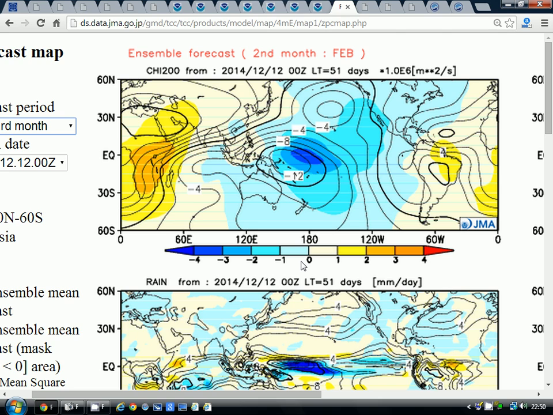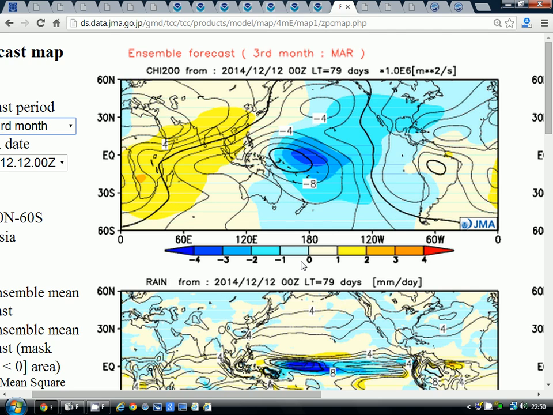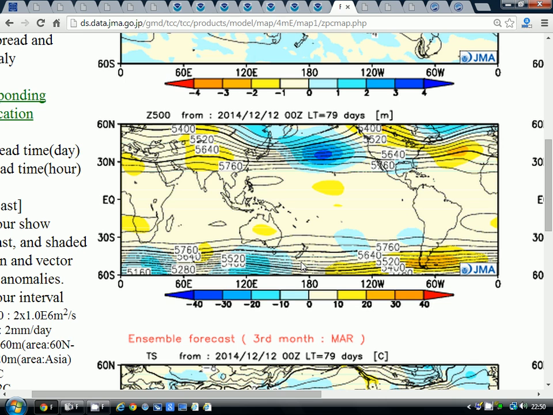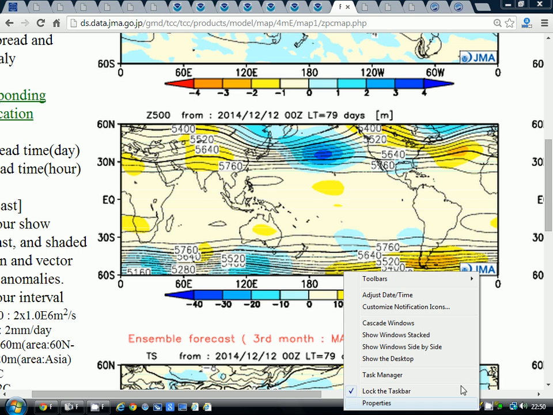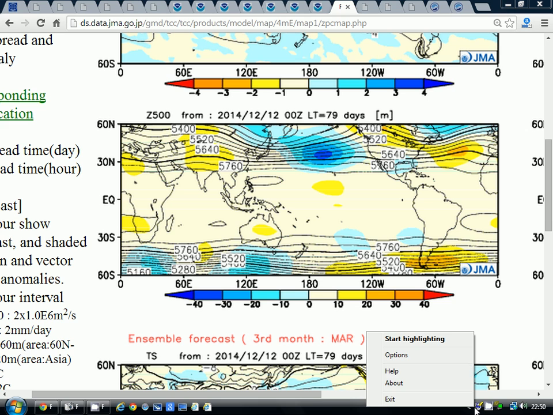We move through into March finally with the JMA, and things revert to a more typical pattern for March, so things should start to warm up as we get through into March.